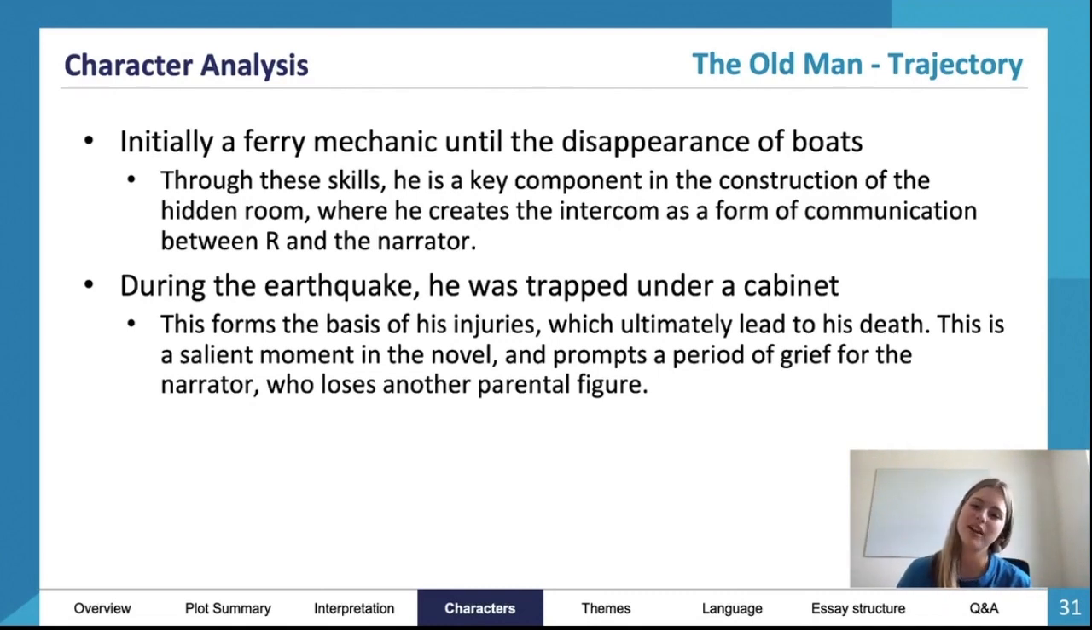And during the earthquake, he was trapped under a cabinet. So this forms the basis of his injuries, which, as we know, lead to his death. But it is a salient moment in the novel and promotes a period of grief for the narrator, who loses another parental figure.